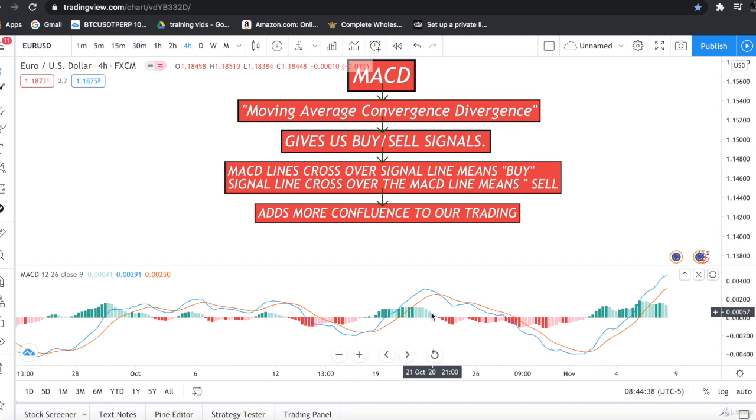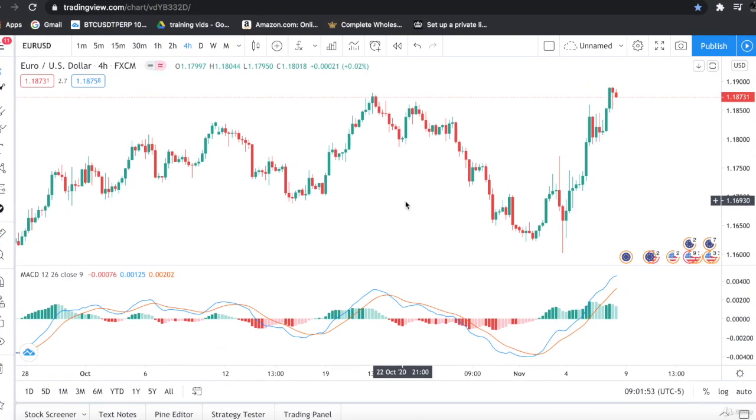And these small lines here are called histograms. We'll be discussing this histogram in the next example. Let's move to the chart and apply this MACD indicator. This is the euro and the US dollar 4-hour chart. Let's use the MACD indicator and find some live examples.